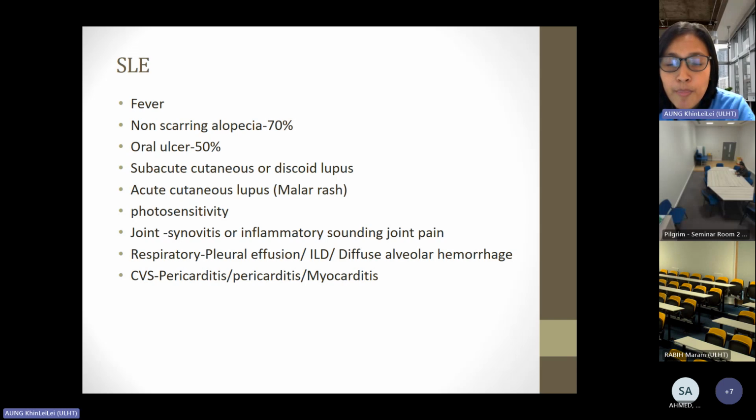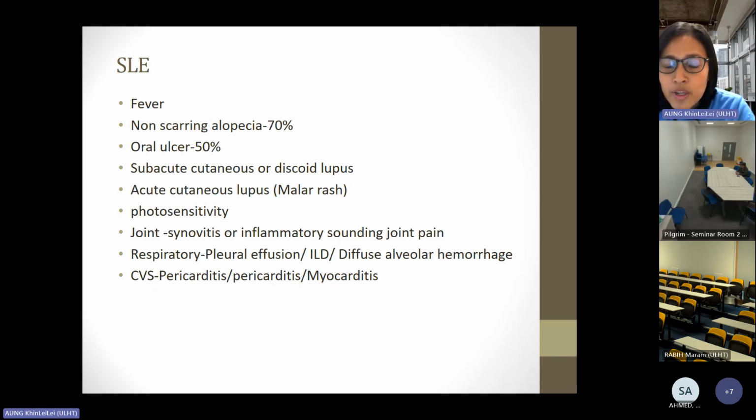Actually, SLE is a multi-system organ disease. It can affect almost everywhere in the body. Pleural effusion, interstitial lung disease, diffuse alveolar hemorrhage, which is usually a rheumatological emergency. Sometimes it can be seen in the MRCP Part 2 exam as well. A lupus patient with high disease activity presenting with cough, breathlessness, hemoptysis, and some shadowy changes on the X-ray, so we need to think about diffuse alveolar hemorrhage.